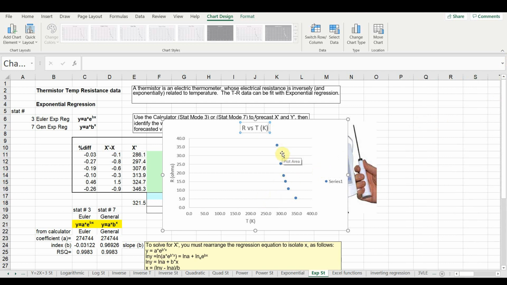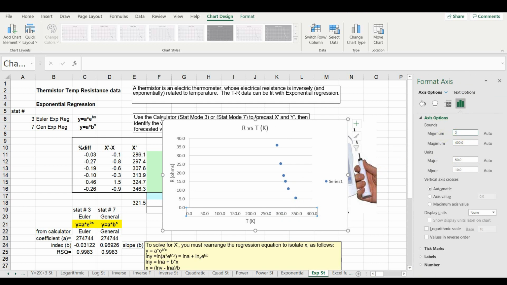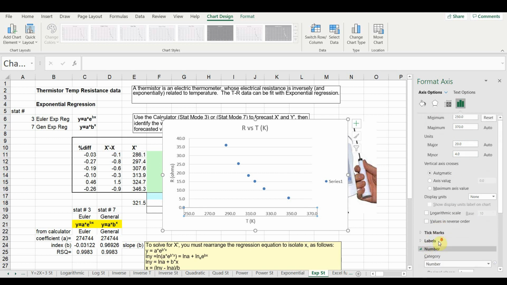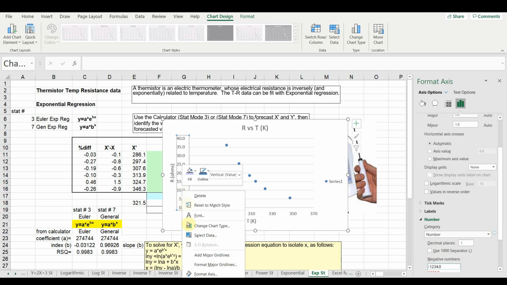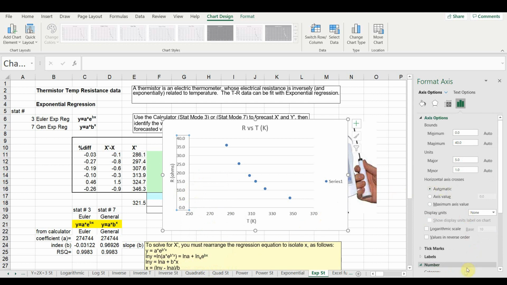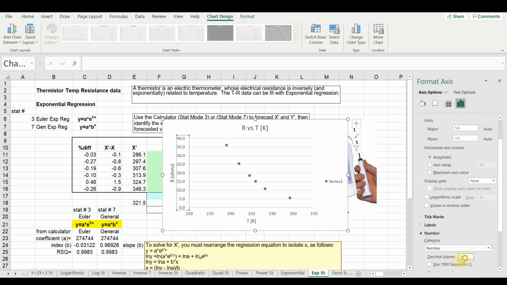All right, let's get our graph so that the data covers most of it. Let's change our minimum x-axis to say 250. Try that. I don't think we need any decimal points either. Right click, format the axis. Let's change the minimum to 250. And the number of decimals on the axis, we'll change that to 0. On the y-axis, looks okay, but I'm going to get rid of the decimals as well. Sometimes Excel puts them back in.